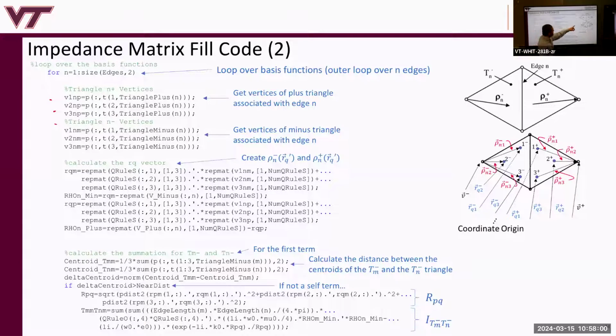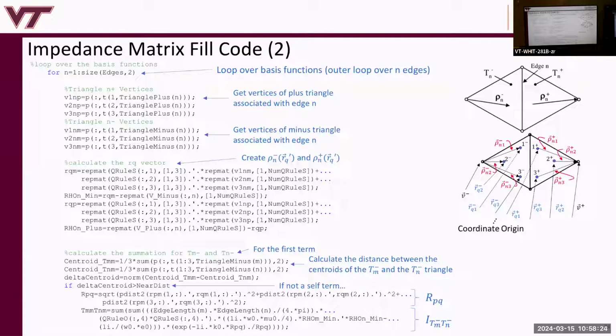So here's the source triangle now, which has Tn. The previous code was the observation triangle. And these are all Qs now, RQ1, RQ2, RQ3. And these are all n's. But it's the same exact code. Then you get to this point.